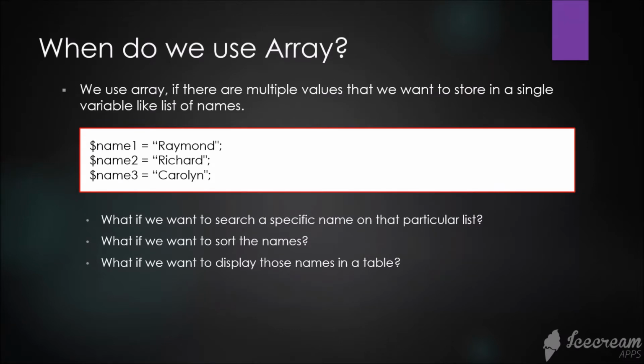But if we use an array, we can easily answer this kind of question. There are a lot of built-in functions available in PHP, like for searching a name in an array and sorting the names in an array. Then for displaying the names in a table, we can use foreach to display all the names. So no matter how many there are, the foreach will itemize or list the items for you. So that's the good thing about arrays. Okay?